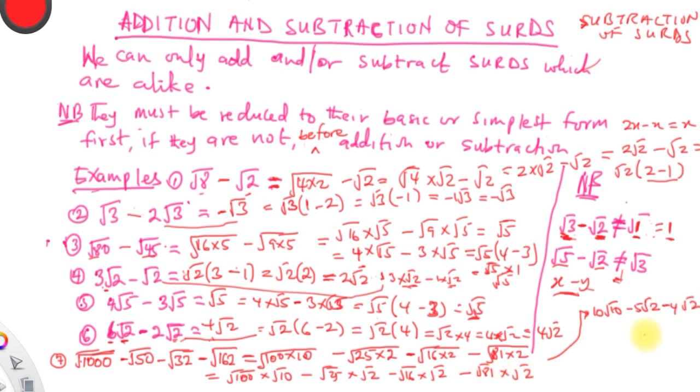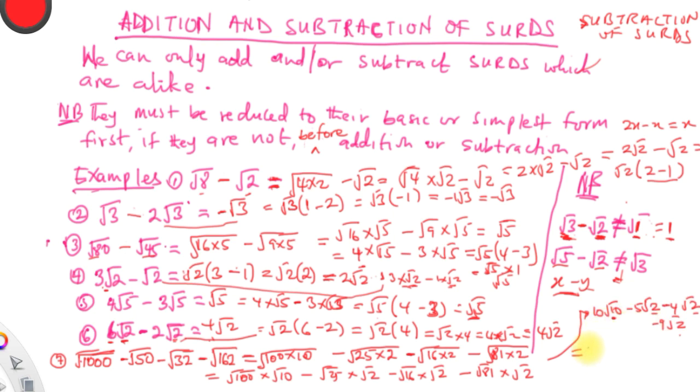And the square root of 81 is 9. So we get minus 9 root 2. So this is equal to what? You see here 10 root 10 is different from root 2. So all these, minus 5 root 2, minus 4 root 2 and minus 9 root 2, are like terms. So we put them together, and this one we leave as it is, because they are not like terms.